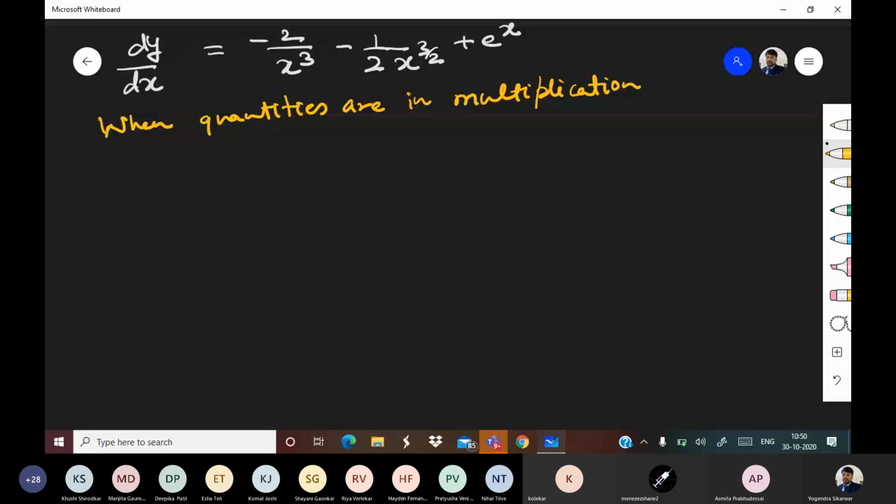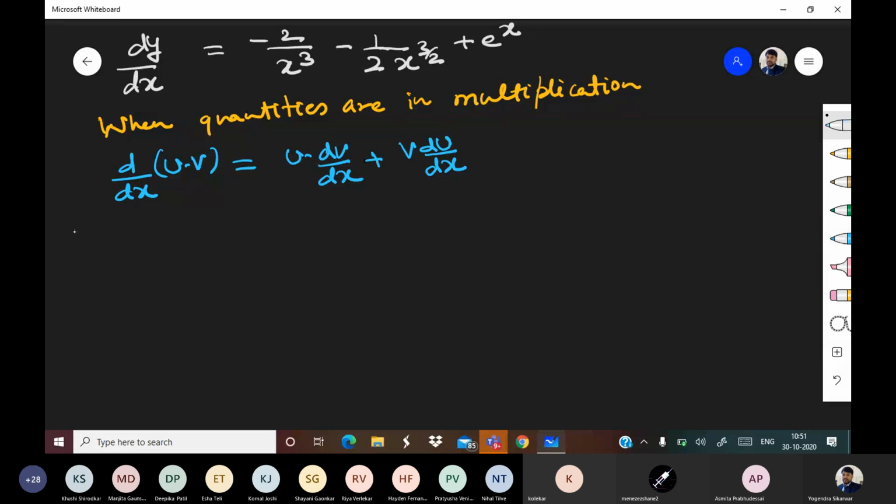So how do we differentiate them when quantities are in multiplication? d by dx of u into v will be u into dv by dx plus v into du by dx. When two quantities are being multiplied, we differentiate them one by one. First we took u out and differentiated v. Secondly, we took v out and differentiated u. And the answer will be the addition of that.